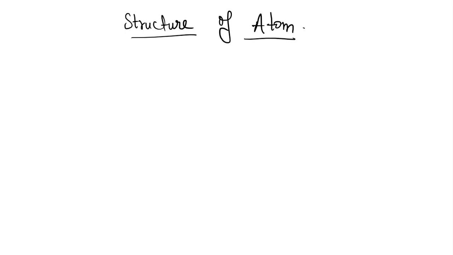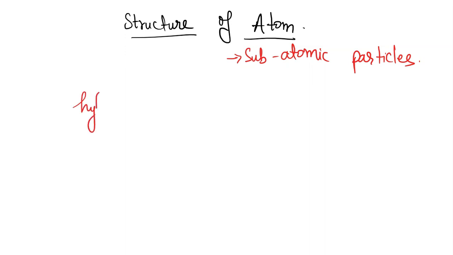So basically we are going to deal with subatomic particles. Subatomic particles means small particles which constitute the atom. I'll give you a rough model now, but we will see the different hypotheses and the different experiments that were done by the scientists to get a clear model of the structure of atom.